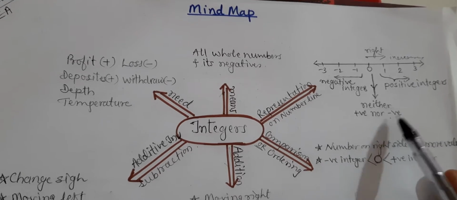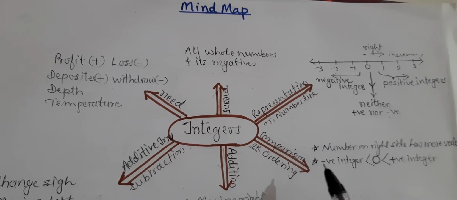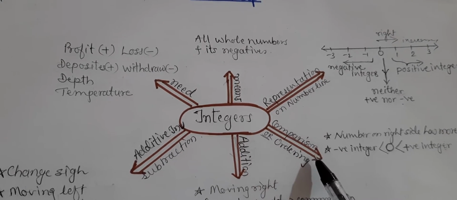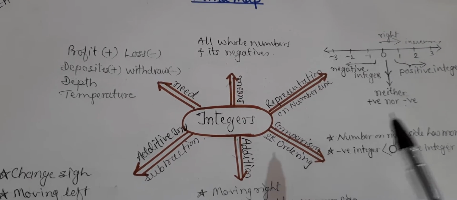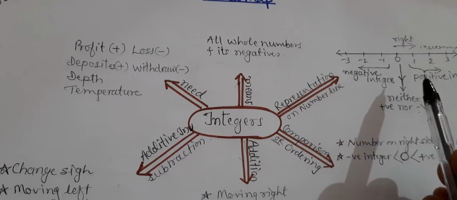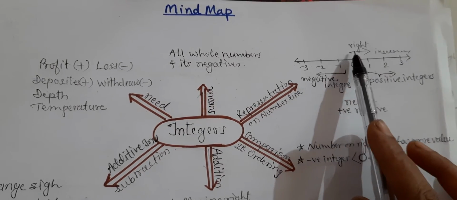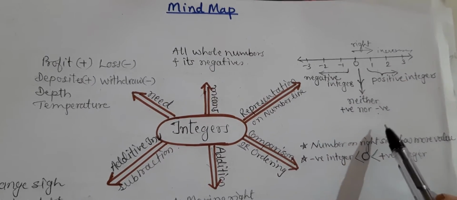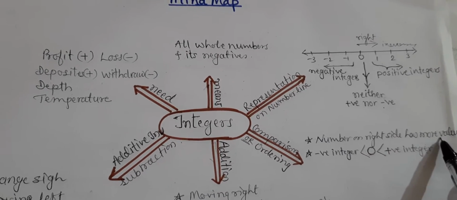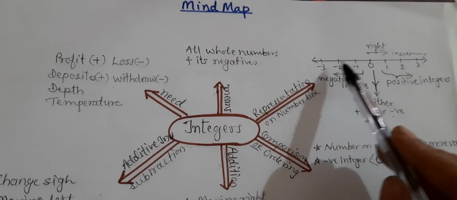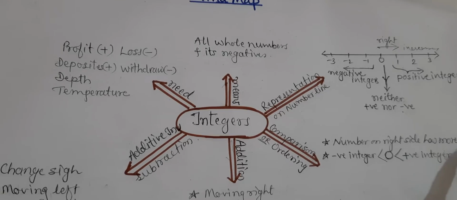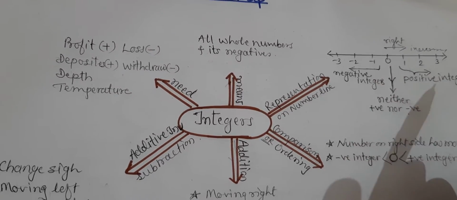Now here, using this number line, we can see how these integers are compared. Compared means how these are ordered, which one is greater, which one is less. Now on this number line, as we can see, when we are moving to the right, it will have more value. It means a number situated on the right side will have more value. The value is increasing when we are moving to the right, and hence we can say that it will have more value when the number is situated at the right side.